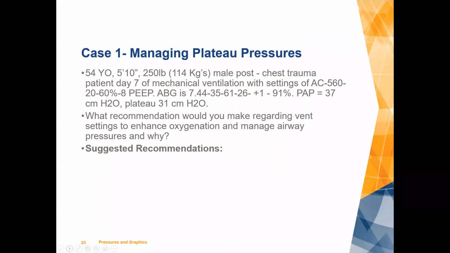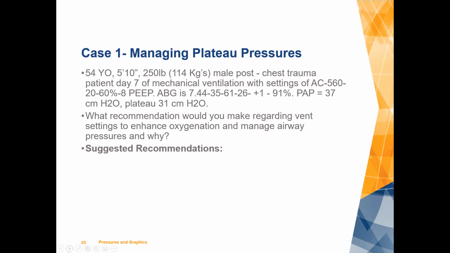Let's look at some cases and then we'll wind down on this presentation. So a 54-year-old, 5'10", 250-pound male, post-chest trauma. So before we go on, he's 54 years old, about average, slightly above average height, 250 pounds though. This patient's predicted or ideal body weight should probably be about 75 kgs, give or take. So post-chest trauma, patient day 7 of mechanical ventilation with settings of AC 560, 20, 60% and +8.